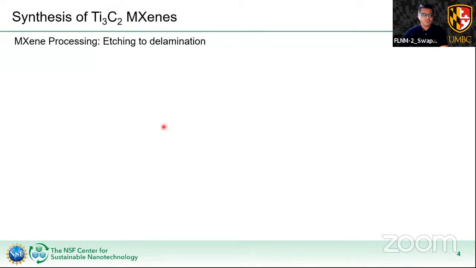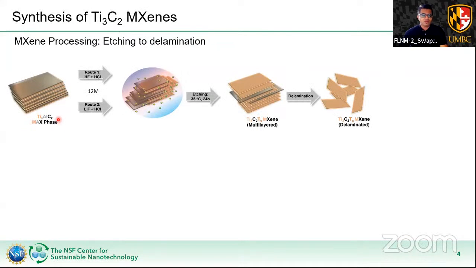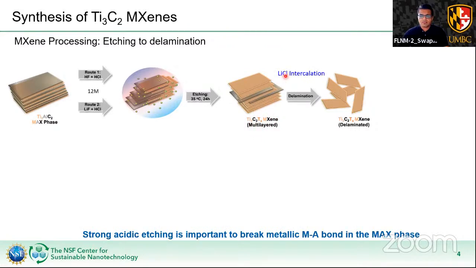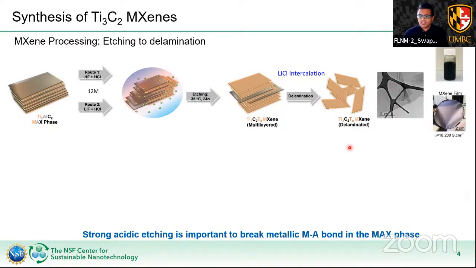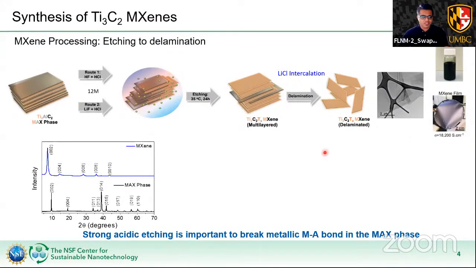So we synthesize our MXenes using a non-HF processor, etching using a combination of hydrofluoric acid and hydrochloric acid to get these multi-layered MXenes. These multi-layered MXenes are intercalated using lithium chloride to get these delaminated MXenes, which are more like monolayers of MXenes. These delaminated MXenes can be stored in the form of MXene inks, or we can also make MXene films. In our case, we can achieve conductivity close to 18 to 20,000 Siemens per centimeter.